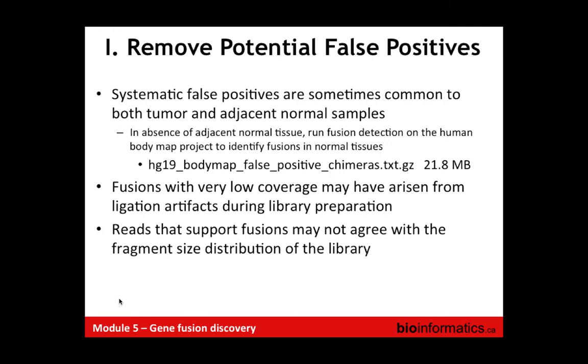In the absence of adjacent normal tissue, which is, I would say, almost always, it's quite unusual that you're lucky enough to have matched normal RNA-Seq data, you can do things like run fusion detection on a compendium of normal tissues. Chris has suggested the Human Body Map project to identify fusions in normal tissues. If you see these fusions coming up in normal tissue or a wide array of different tissues, it's more likely that they're false positives and in any case not tumor specific. So he recommends this; you can get that from the Human Body Map project.